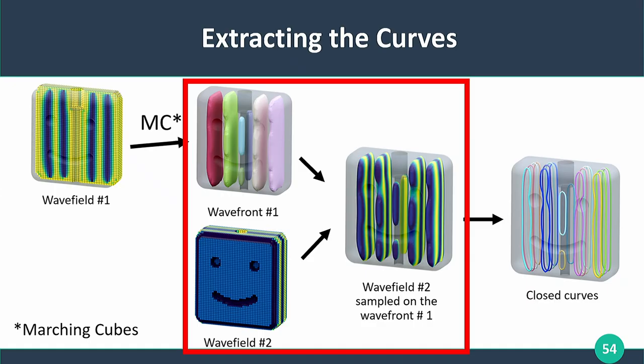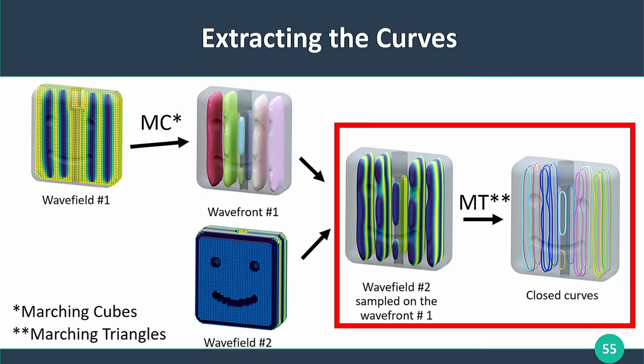Then we sample the second field on the extracted isosurface of the first field, resulting in a scalar field that is now defined over a simpler triangular mesh. And finally, we apply marching triangles to the scalar field to extract a set of isolines on the mesh. Again, we perturb vertices whose values are too close to 0 to avoid the degenerate case and ensure a clean, well-defined set of curves.